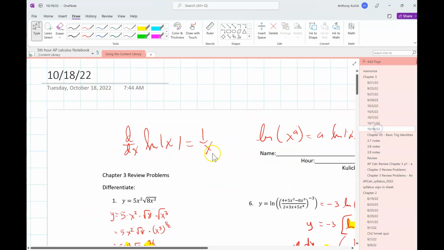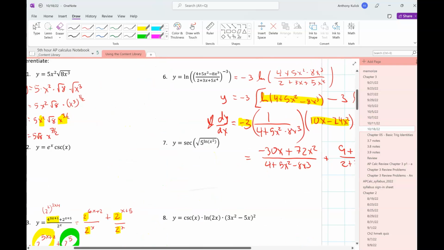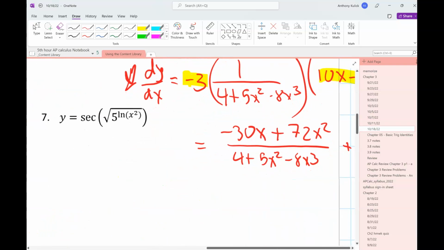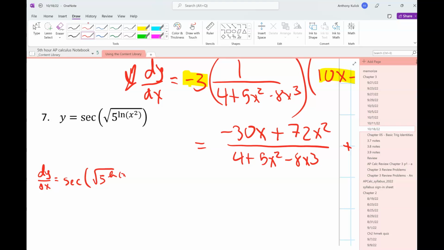Okay, let's do number 7. Yeah, this is just kind of gross, right? There's a bunch of chains. Okay, derivative of secant is? Secant times tangent. Yeah. Right, because here there's only what? Yep, we're doing the chain rule.